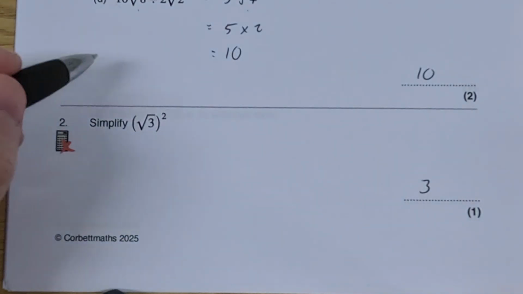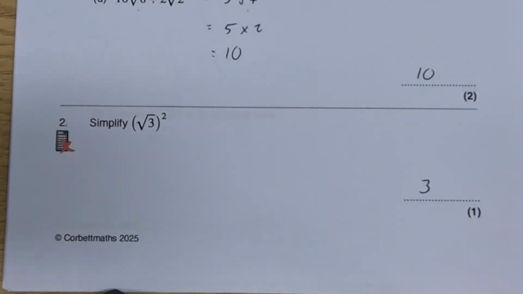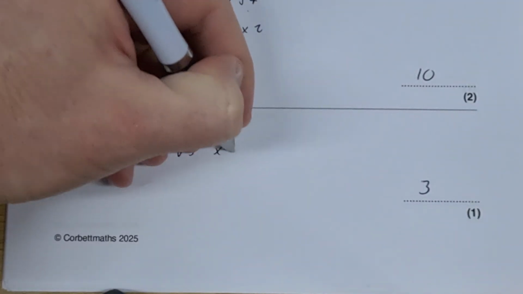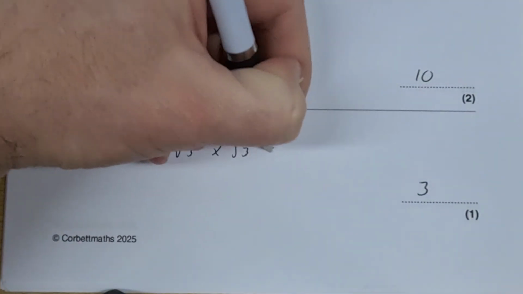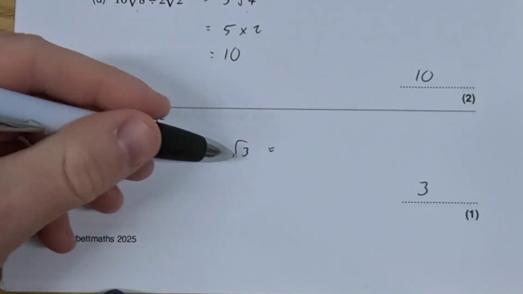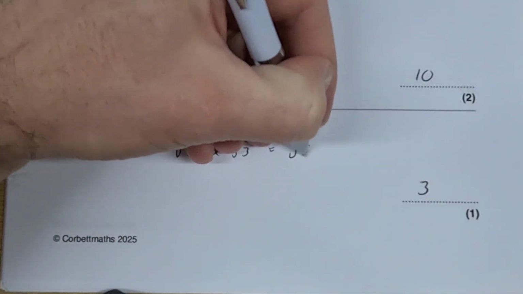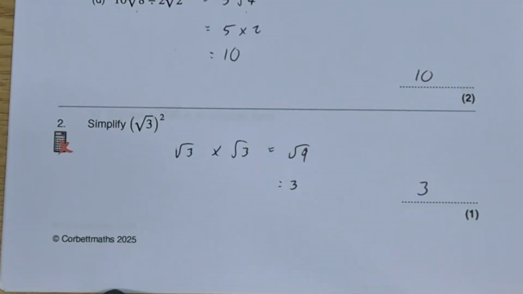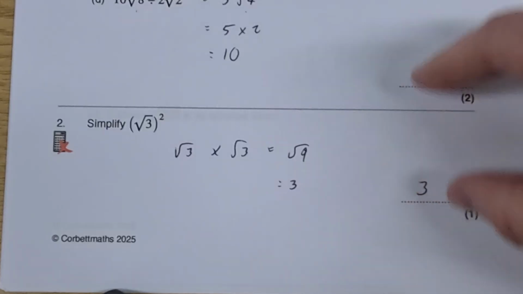The other way to approach it is, if we're squaring something, we're multiplying it by itself. So we've got root 3 squared, so it's going to be root 3 multiplied by root 3. The square root of 3 times the square root of 3, well, 3 times 3 is equal to 9, so it'd be the square root of 9. And the square root of 9 is 3, so the answer would just be 3. And that's it.